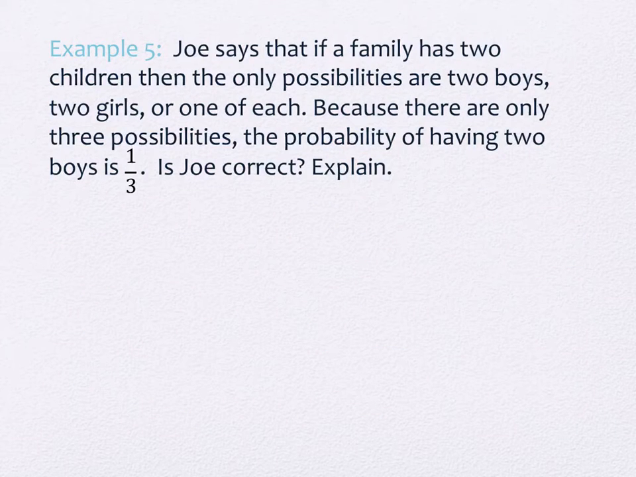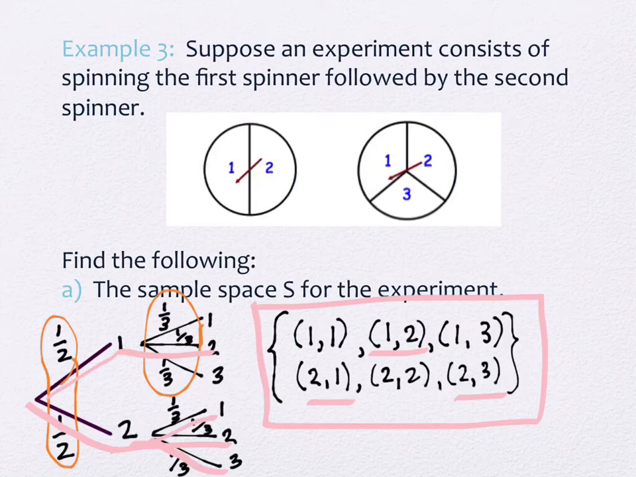All right, let's look at an example of a tree diagram that's like a family tree almost. Not exactly, but kind of. Joe says that if a family has 2 children, then the only possibilities are 2 boys, 2 girls, or 1 of each. Because there are only 3 possibilities, the probability of having 2 boys is 1/3. Is Joe correct? So he's doing something kind of like what we were arguing over here about my box in pink. He's listed out the outcomes. The outcomes include 3 things that he is specifying. And he's saying that they're equally likely. There's 3 outcomes, so it's a 1/3 probability for each one of them.